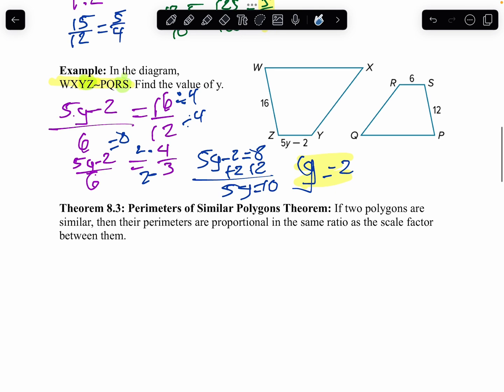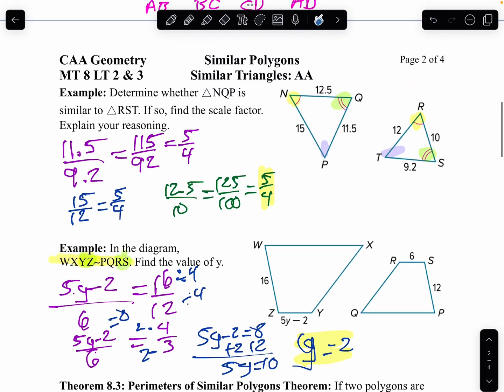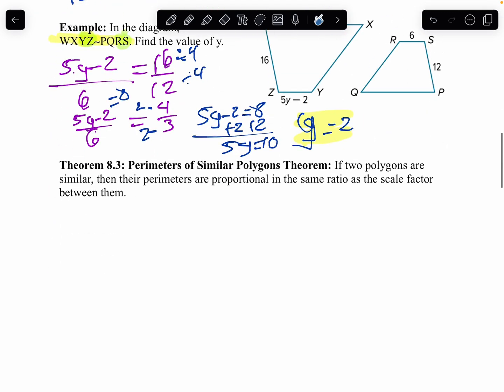Now, related to this, the perimeters of your polygons are going to have the same scale factor as your sides, and that kind of makes sense. If I add them all up, they're still going to reduce, like in our first example. So if you have perimeters, they're going to have the same scale factor as your scale factor, which is the ratio of your sides.